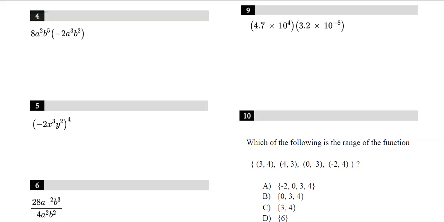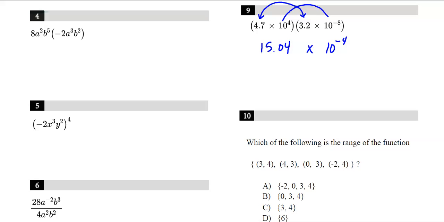All right, this one I am going to cheat, and I am going to grab a calculator over here. So I have 4.7 times 10 to the fourth multiplied by the other one. So what I'm going to do is I'm going to do these numbers by themselves. Times those two together, I get 15.04 times, well, when I do 10 to the fourth times 10 to the negative 8, I add the exponents, and I get 10 to the negative fourth.